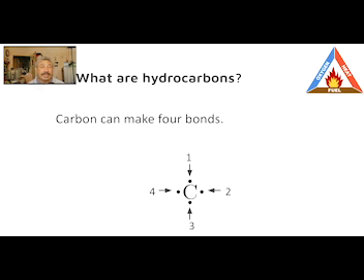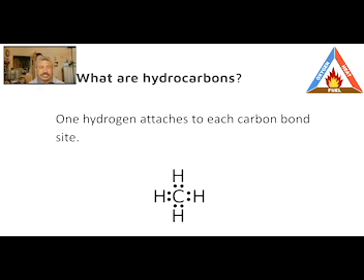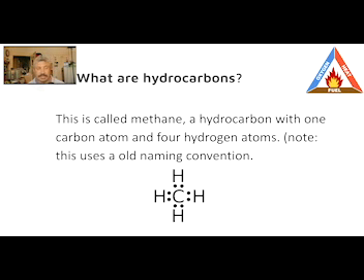Remember, the carbon has 4 valence electrons, 1, 2, 3, 4. And with those valence electrons, it can make 4 bonds. One hydrogen attaches to each carbon bond site, bringing its own electron with it. This molecule that I drew is called methane, a hydrocarbon that contains 1 carbon atom and 4 hydrogen atoms. Note I'm using the old organic chemistry convention for naming this, methane.